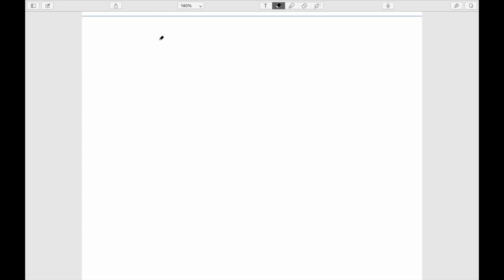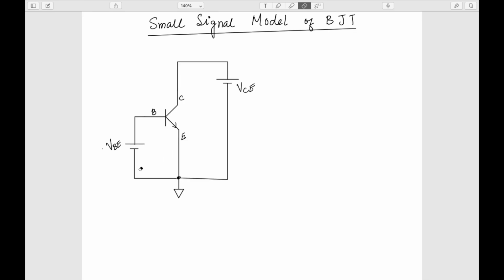Now let's discuss the small signal model of a BJT. Just like we have discussed the small signal model of a diode, we need to discuss the small signal model of the BJT. In fact, this is very important because we are going to apply some signal to the BJT and see how it is going to act as an amplifier. So what we are going to do is, along with this DC voltage, we are going to apply a small signal voltage here, to understand its behavior, and accordingly we will model it.